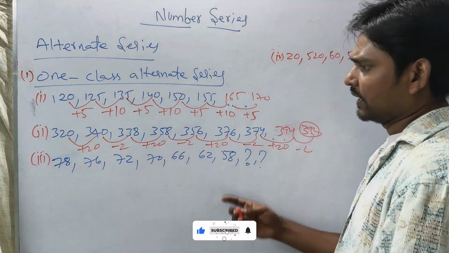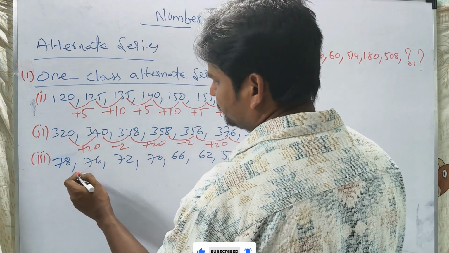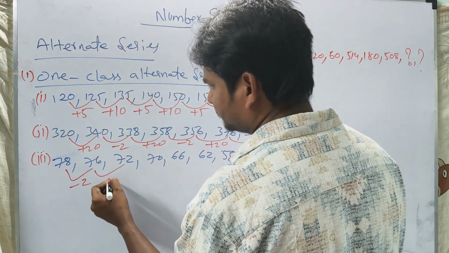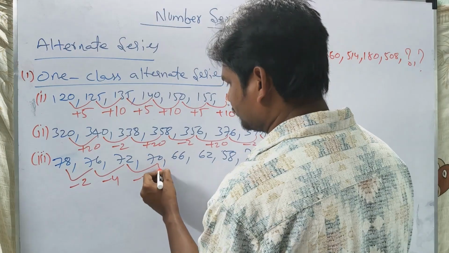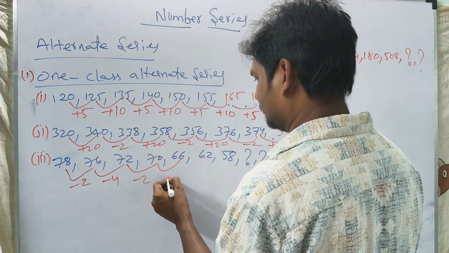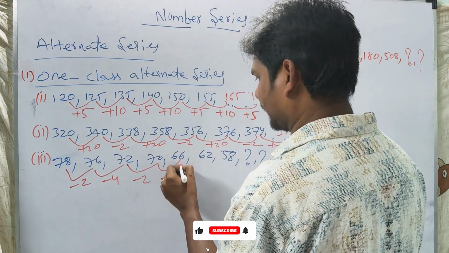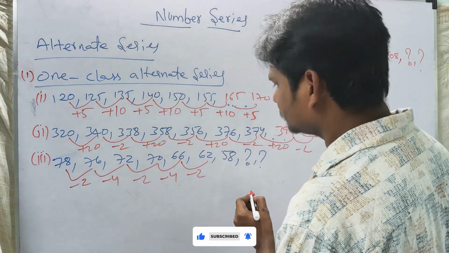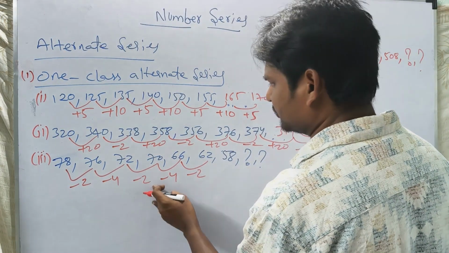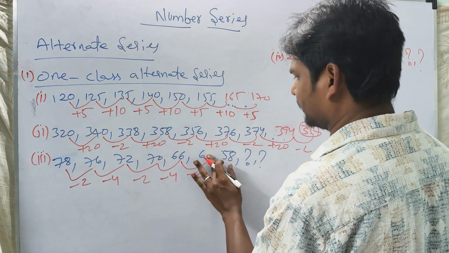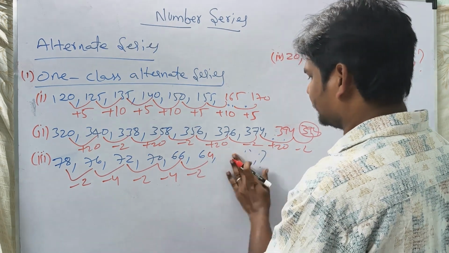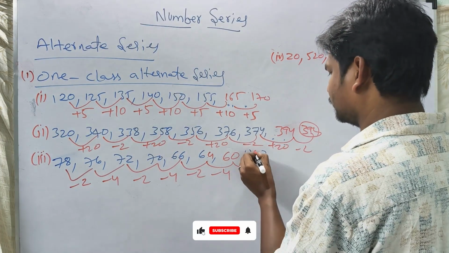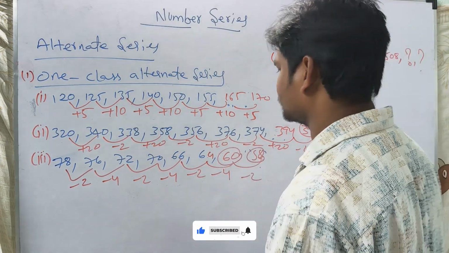Next, observe the third example, 78 to 76. This is minus 2. Here to here, minus 4. Here to here again minus 2. Here to here, minus 4 again. Then minus 2, minus 4, minus 2, minus 4. Again minus 2, sorry, here 64. Then here minus 4, 60. If you want the next term, minus 2, 58. So these two are your answers.